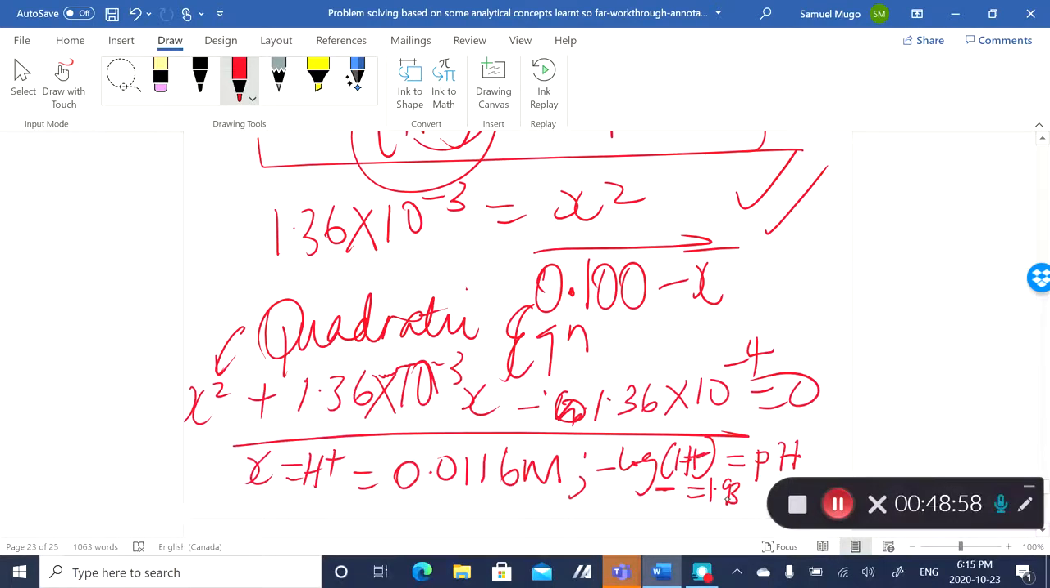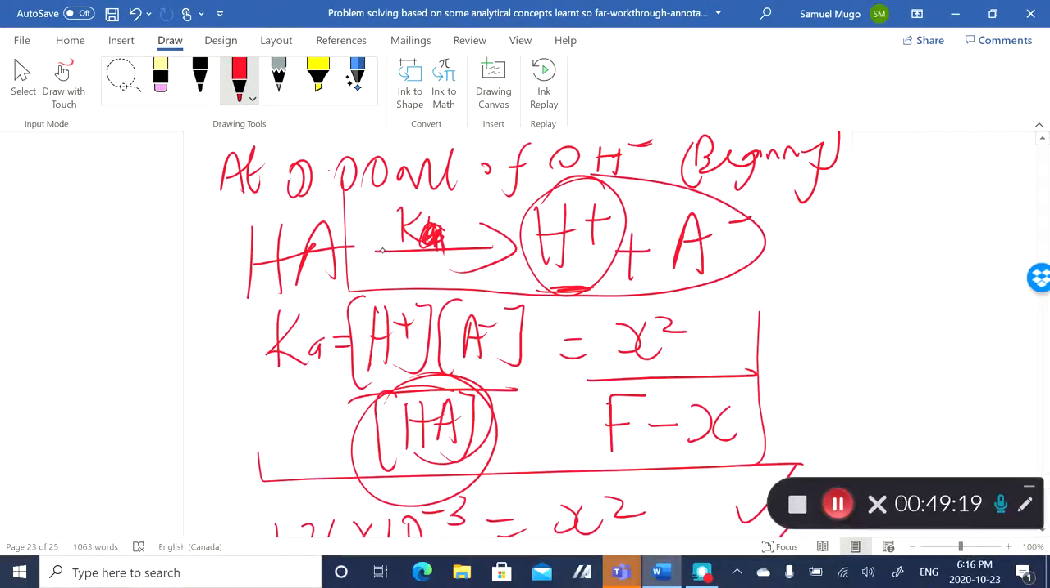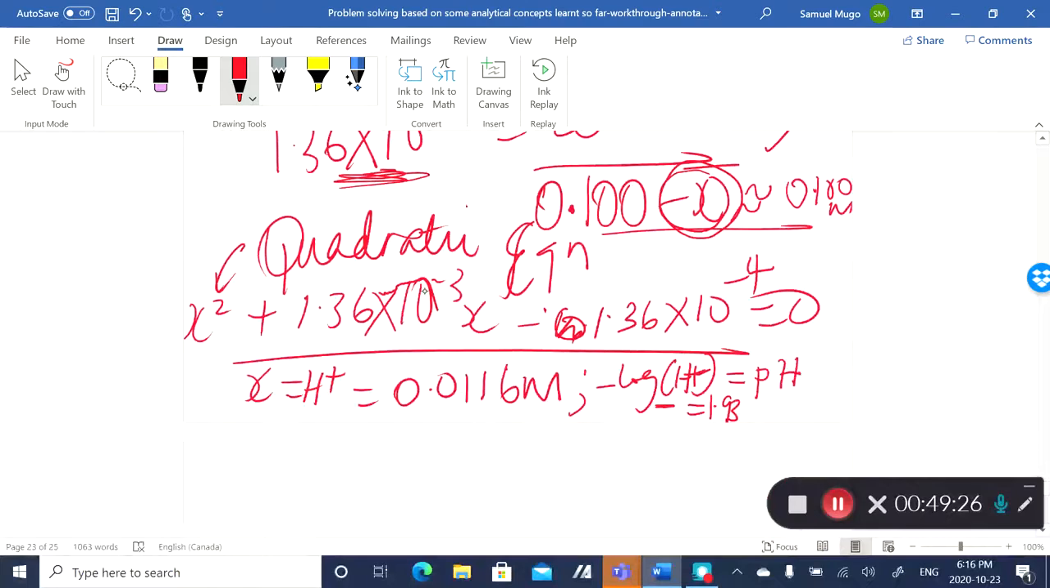Now maybe somebody is asking, why didn't we neglect this x like we've always done? Why didn't we say this is approximately equal to that? The reason is because the Ka is fairly large, and so the dissociation in this case is fairly significant. The K for this reaction is fairly large, and so you're going to be making quite a bit of hydronium ion in this case. But nonetheless, you're going to see it's very close to that number, even when you solve the quadratic formula.